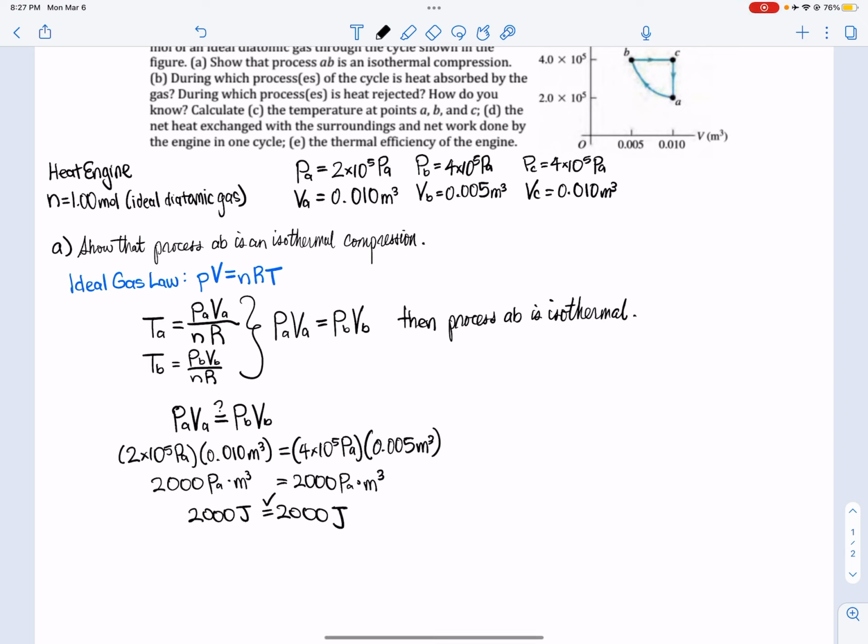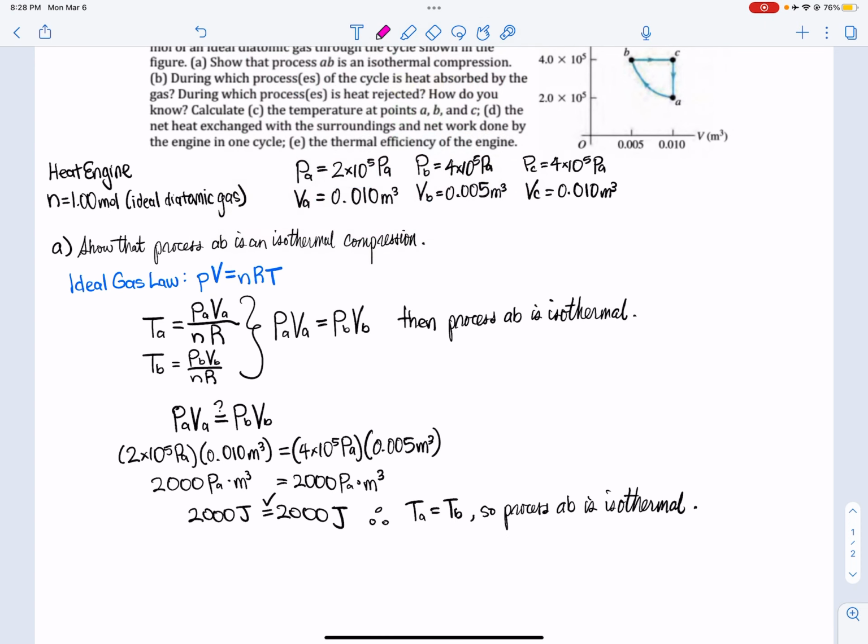So yes, the temperature at A is equal to the temperature at B. Because the temperature at A is equal to the temperature at B, the process AB is isothermal. Therefore, T_A equals T_B, so process AB is isothermal. That is part A.